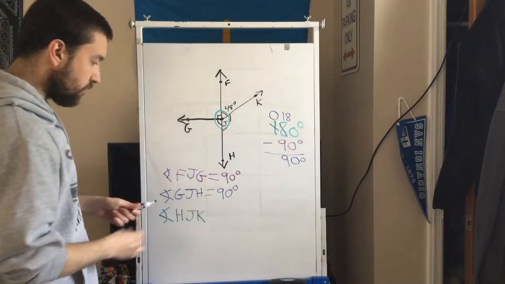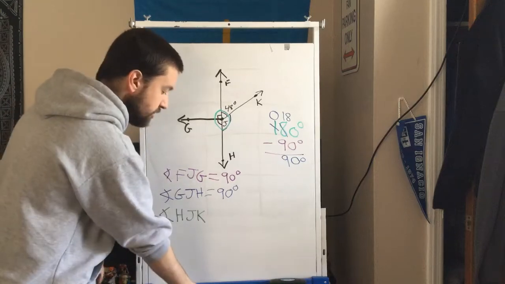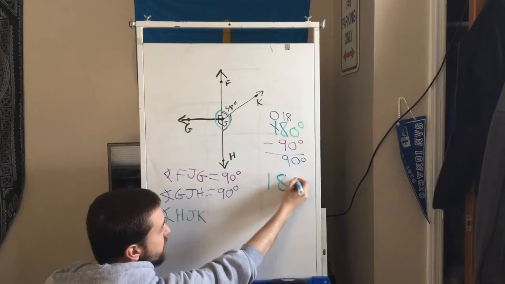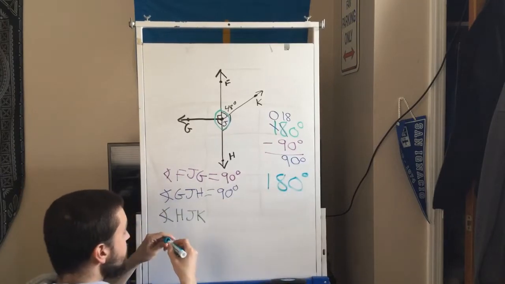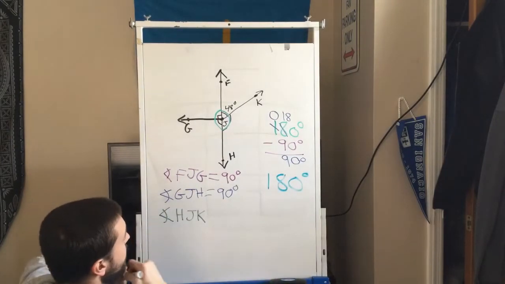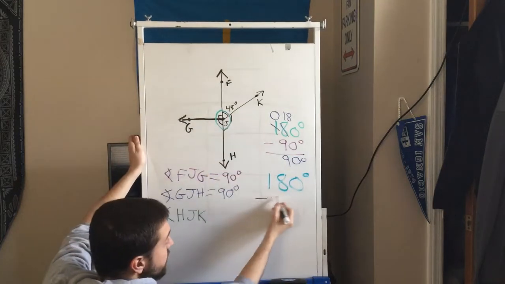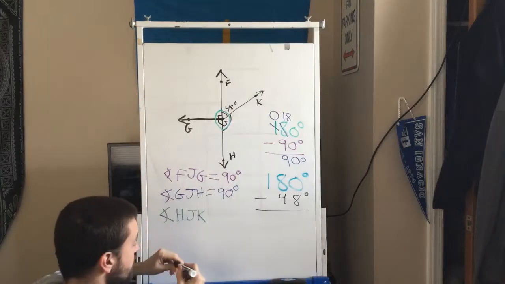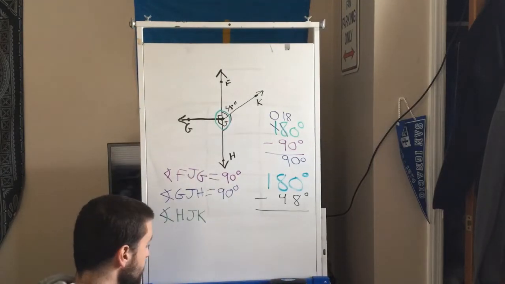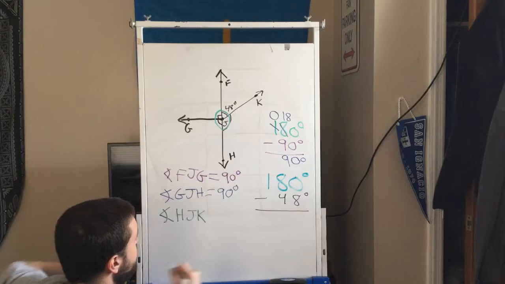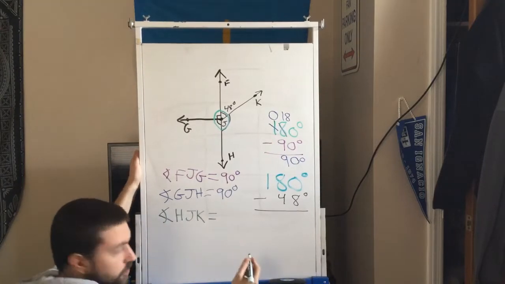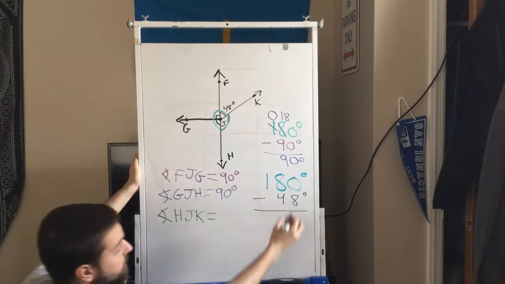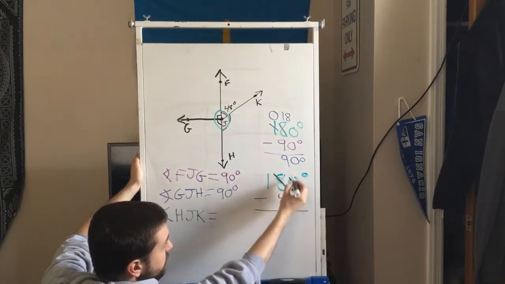If the whole thing is 180 degrees, I just need to do 180, because that's my whole, and then I need to subtract the part that I have. This time I only have 48. And that will give me the answer for how much angle HJK is. So let's do some math here. I can't take 8 things from nothing. That's not possible. So I need to do some borrowing here.